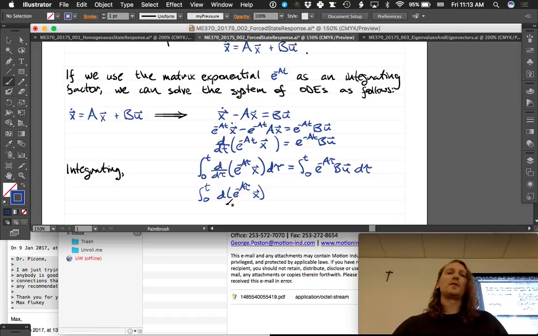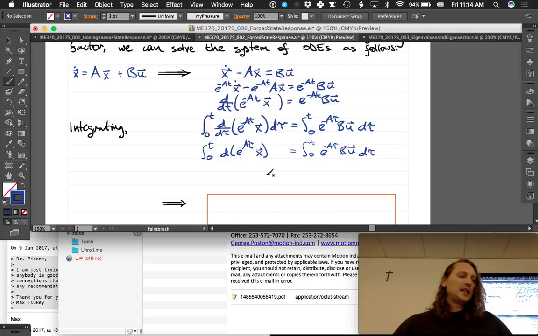And what's nice is that integral is just whatever this term is. It's just like if you took the integral of dx with respect to x, that just gives you x plus a constant. It's like you took the derivative and you took the integral, so we'll just stay here. And the other side, we'll just leave as the integral from 0 to t of e to the negative A tau B u d tau. So we'll evaluate the left-hand side, which is conveniently just e to the negative A tau x, but then you have to evaluate it at t and subtract the evaluation at 0.